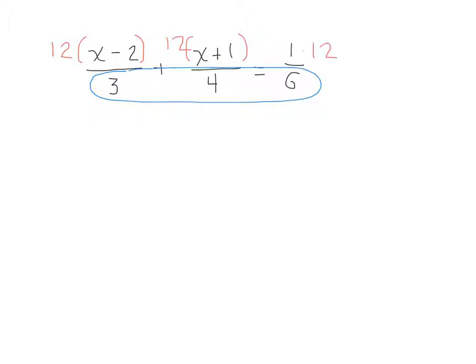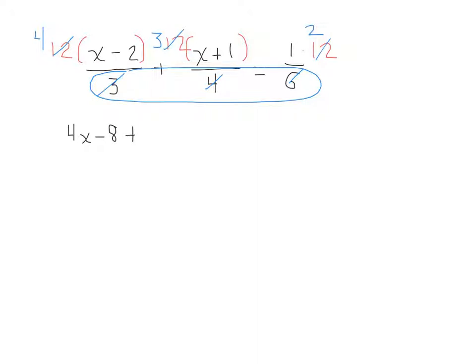If we simplify before multiplying, 12 over 3 is 4. 12 over 4 is 3. And 12 over 6 is 2. All of my denominators are gone, which makes this easier to work with. So now I just need to distribute the 4 to the x minus 2. 4 times x is 4x. 4 times negative 2 is negative 8.